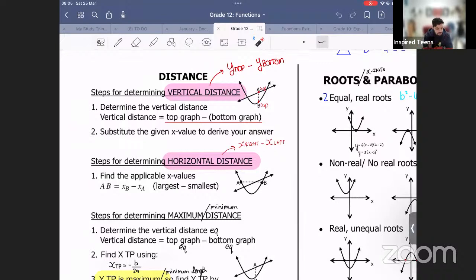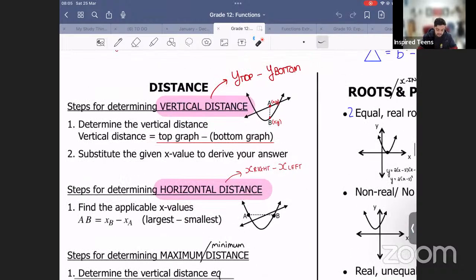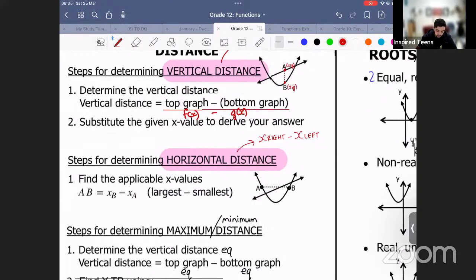The way we determine vertical distance is we take the top y value and subtract the bottom y value. In certain cases, we're calculating the distance between two graphs, and in that case, we say the top graph, meaning the equation. Remember, the y of a graph is basically f of x. So the top graph minus the bottom graph is like saying f of x minus g of x.